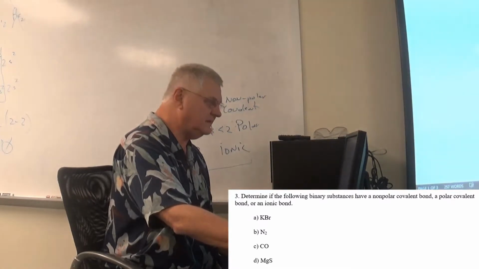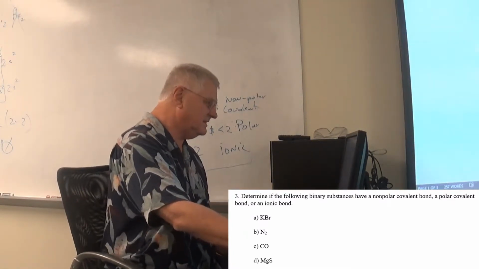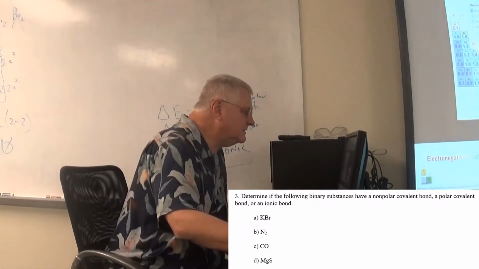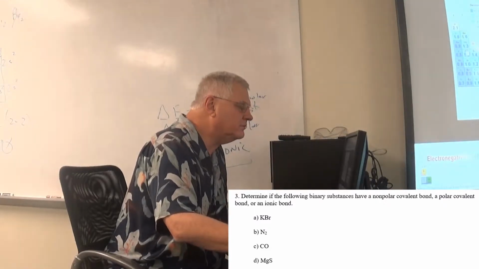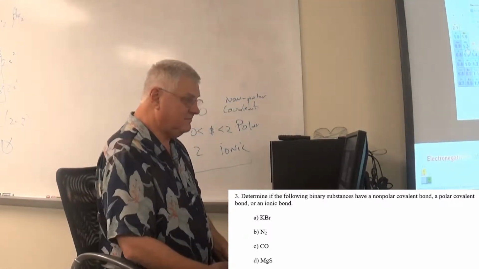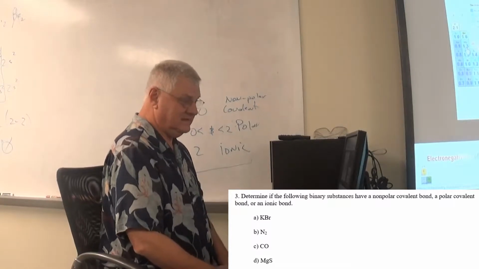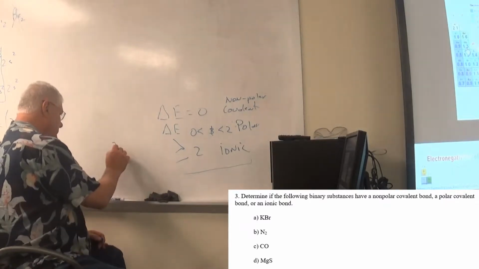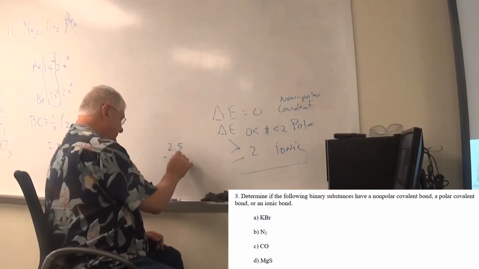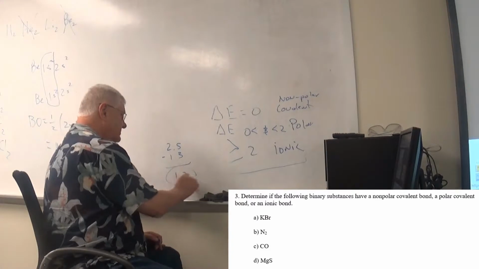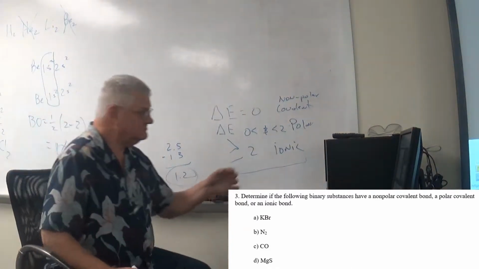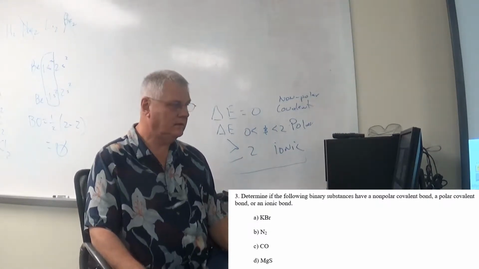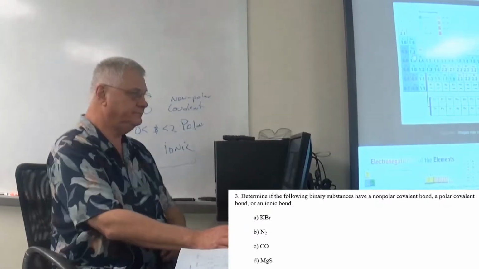And then magnesium sulfide, we expect it, you got a metal and non-metal. We expect it to be ionic. Magnesium is 1.3, and the difference is 2.5 minus 1.3. So, according to your book, that has some covalent bond properties for an ionic compound. Anyway, you get the idea.